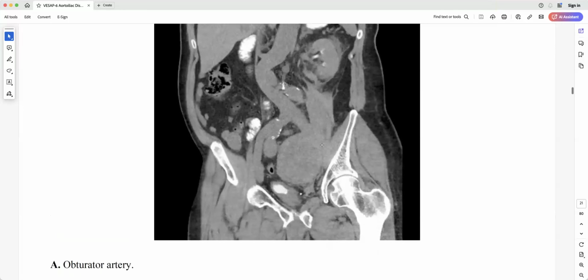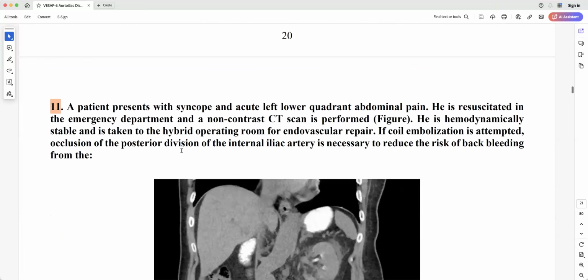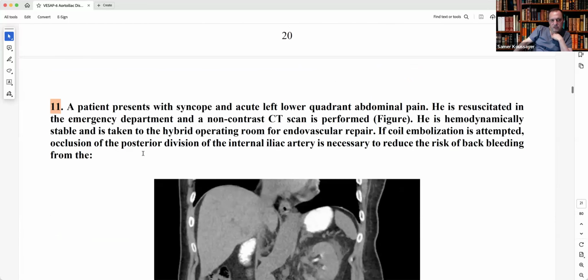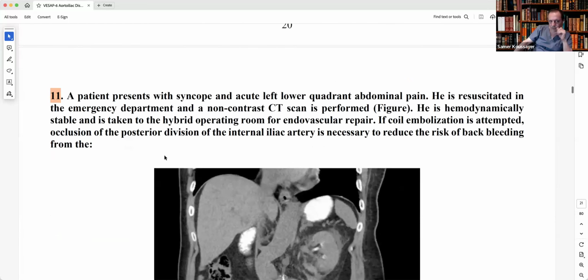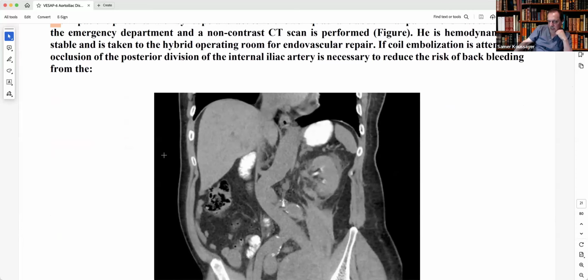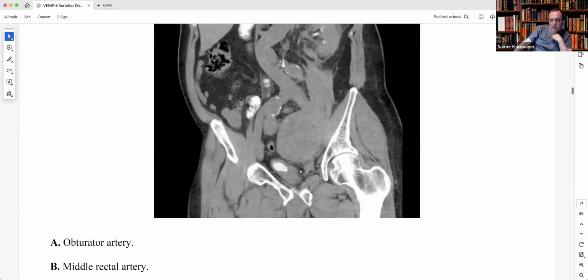Okay, so what's the question now? They said the posterior division. The very important thing if you use an IBD, an iliac branch device, is to look at the iliac bifurcation and be sure you keep flow to the posterior division and anterior division. You cannot sacrifice any of them. Because if you sacrifice one of them, the posterior or anterior, you can get claudication or impotence. So here's a question.